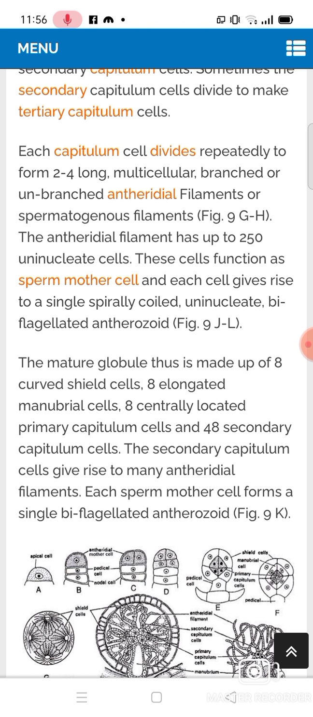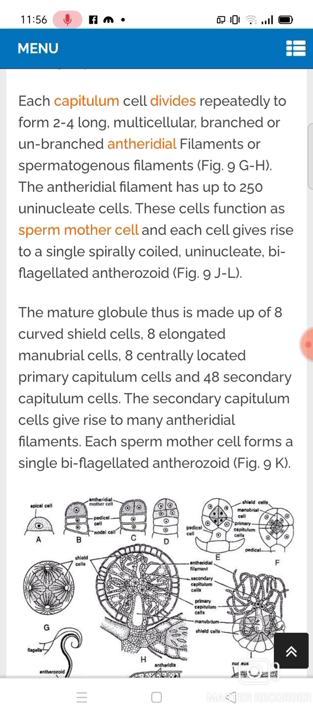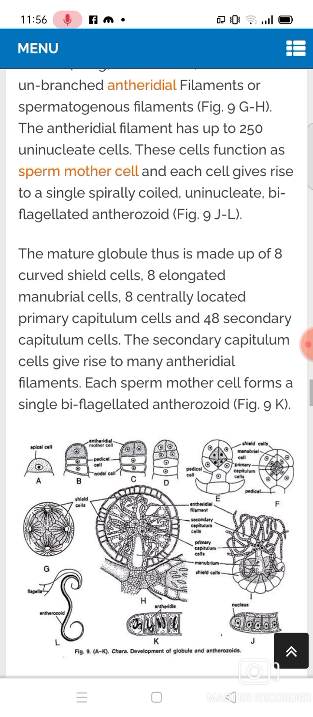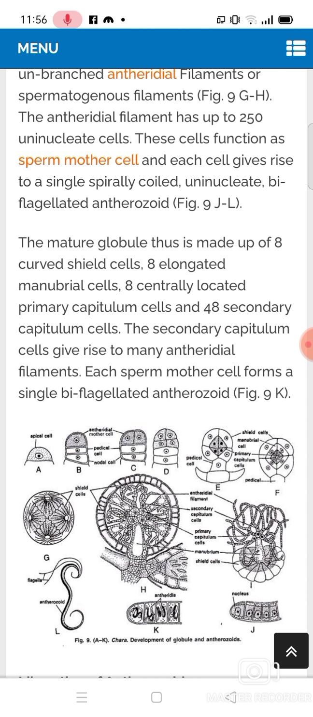The antheridial filament has up to 250 uninucleate cells. Means the filaments which are formed have up to 250 cells, and all cells have their own nucleus. These cells function as sperm mother cells, which in the future are going to make sperm, and each cell gives rise to a single spirally coiled uninucleate biflagellated antherozoid.